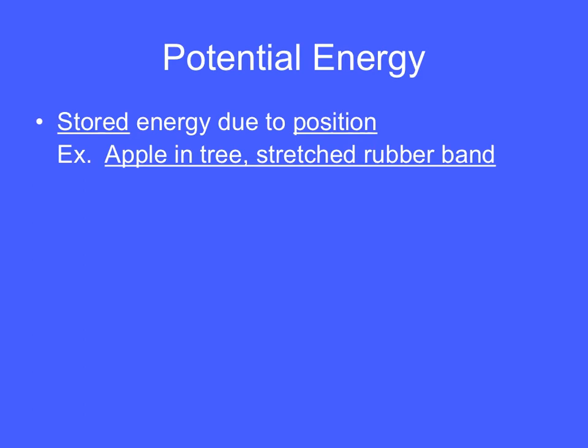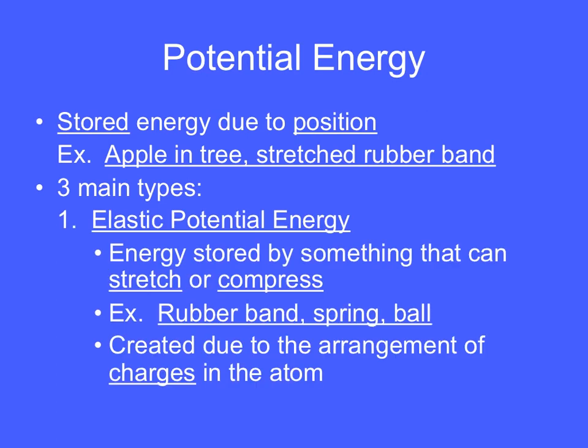Now, I know the slide here says three main types, but we actually have five that we're going to look at. The first one is elastic potential energy. This is the type of energy that is stored in objects that can stretch or compress, like a string, a spring, a ball even, a rubber band. Balls actually compress, and that's why they're able to bounce. Things that don't bounce can't compress.